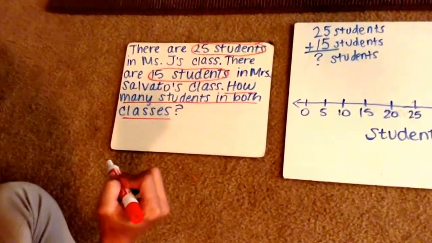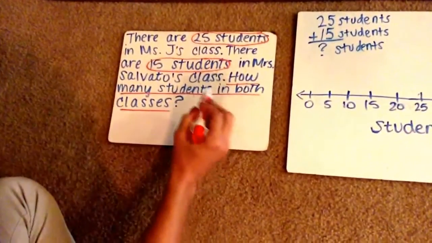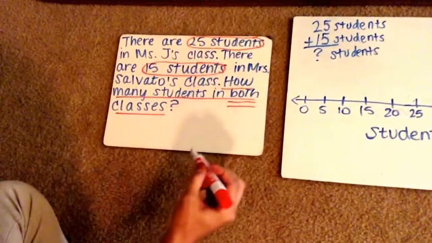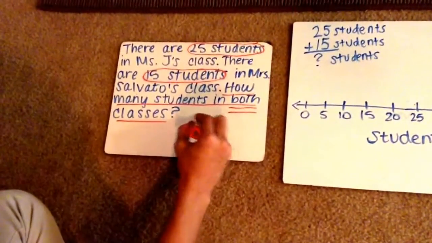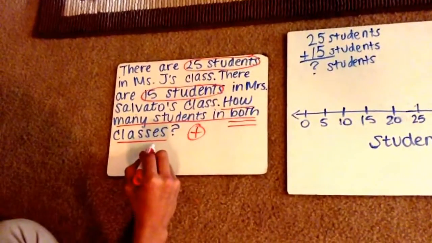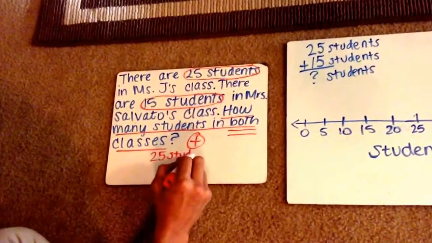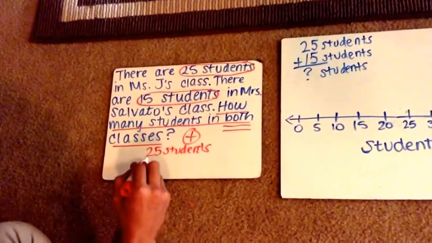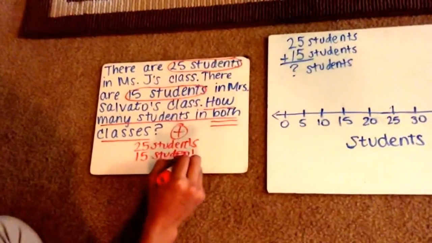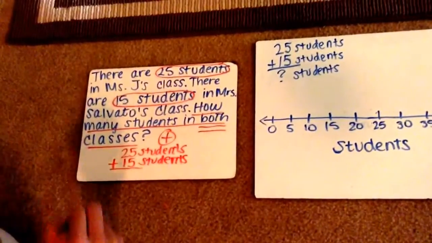We have some keywords in our question that are going to tell us what operation to use. I would think both is important, and that indicates that we are going to add. So our numbers now: 25 students and 15 students. And we're trying to figure out how many students in both classes.